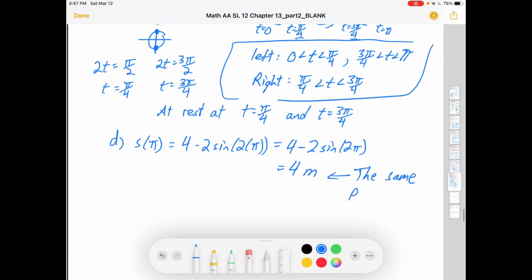position as s at 0. So if we think about displacement as just being position, then this is what we're looking for. If we're talking about net displacement, though, that would be 0.